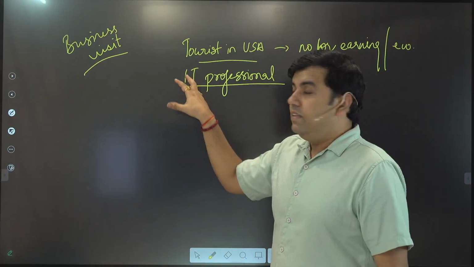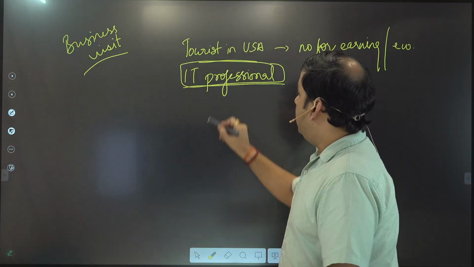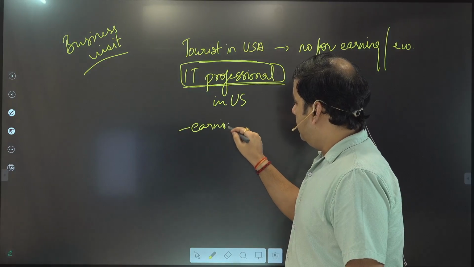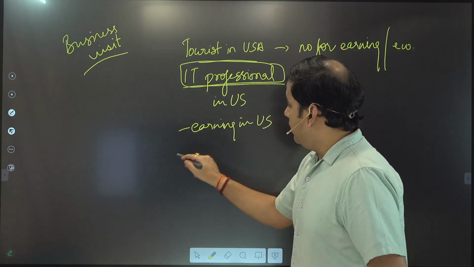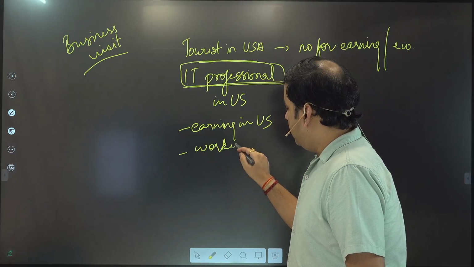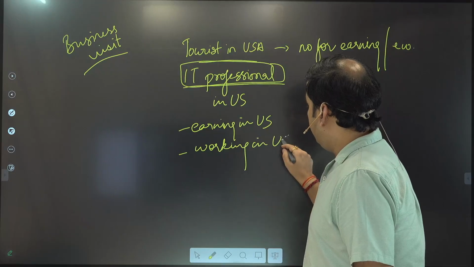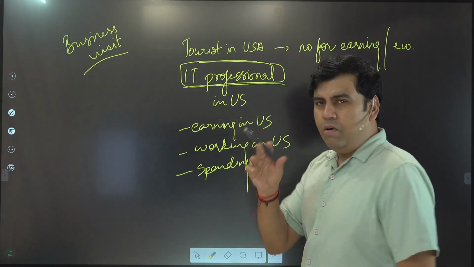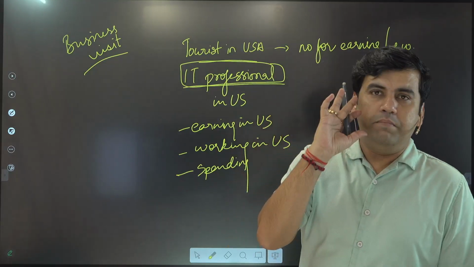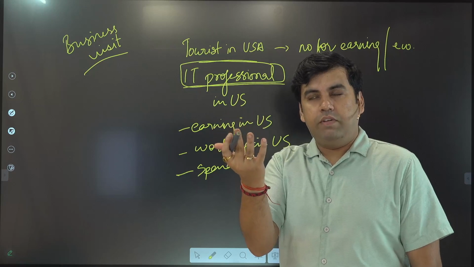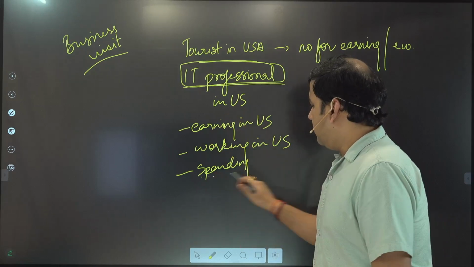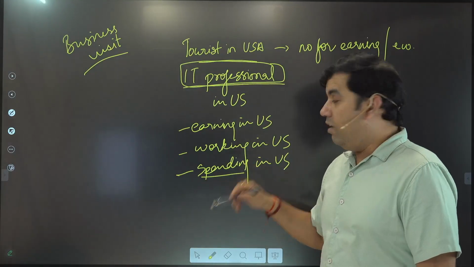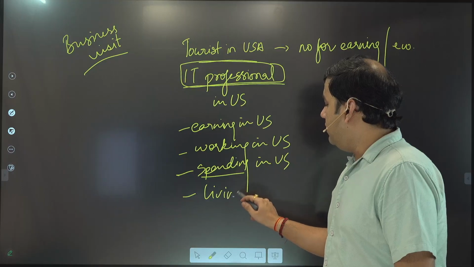The point is that this person is living in the US, earning in the US, working in the US, and spending in the US. Maybe he's sending a small amount to India as a form of remittances. That's completely okay. But overall, yes, this is the point: spending in the US, earning, and also living. Obviously, he's living in the US.